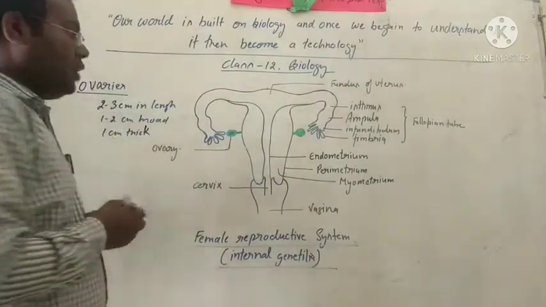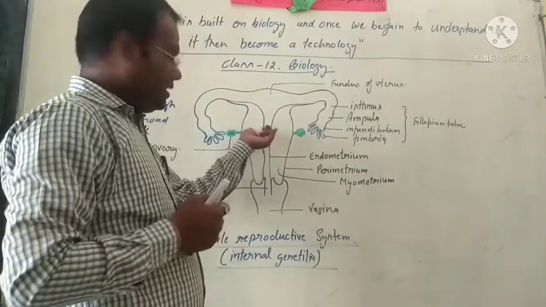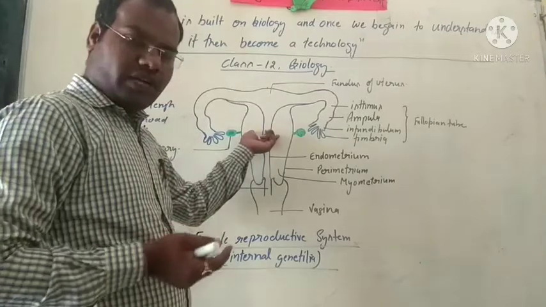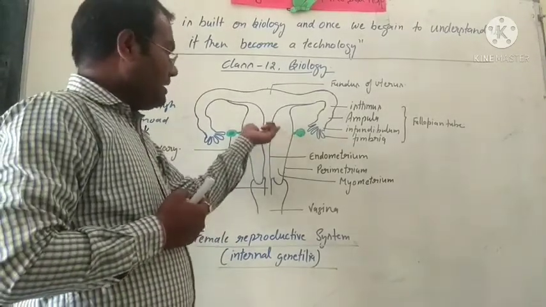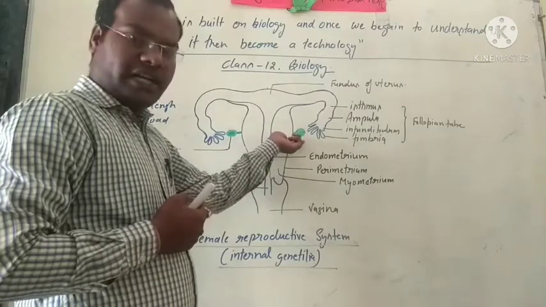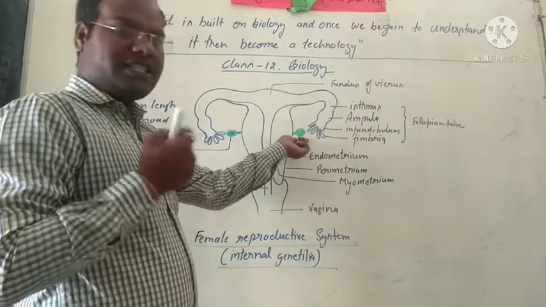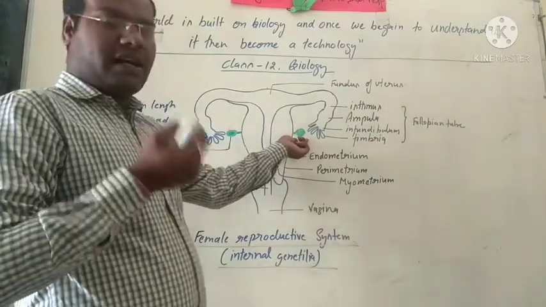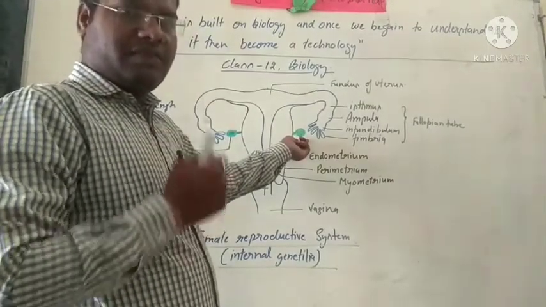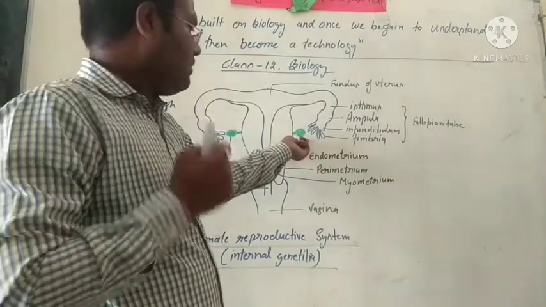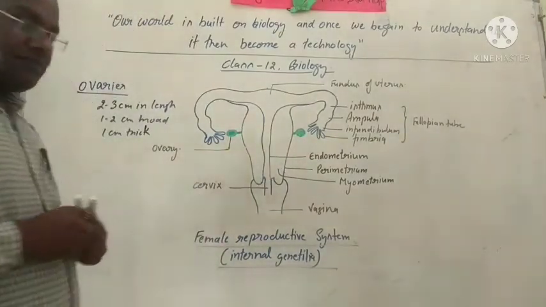These ovaries are located in the pelvic region, on either side of the uterus. They are attached to the uterus or pelvic region with the help of ligaments. So these are the two ovaries.